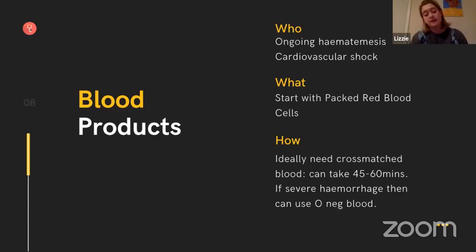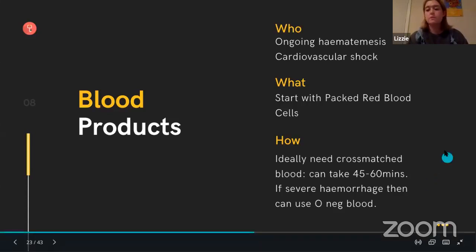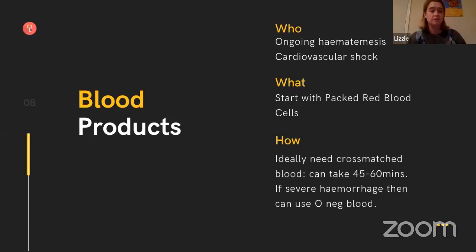Because in this patient who is actively bleeding, hypotensive, tachycardic, and in shock, you don't have an hour to wait for blood products before you do adequate resuscitation. So in which case we can think about, okay, we're waiting for our ABO blood to be cross-matched. In the meantime, we can use the universal blood product, so O negative.